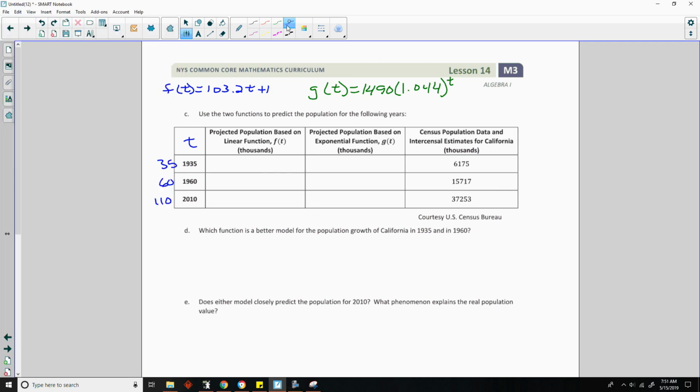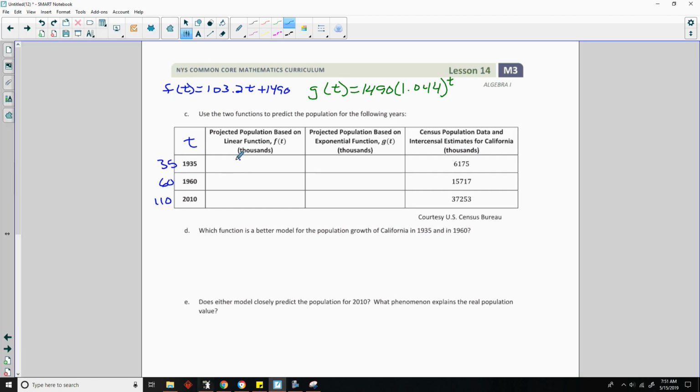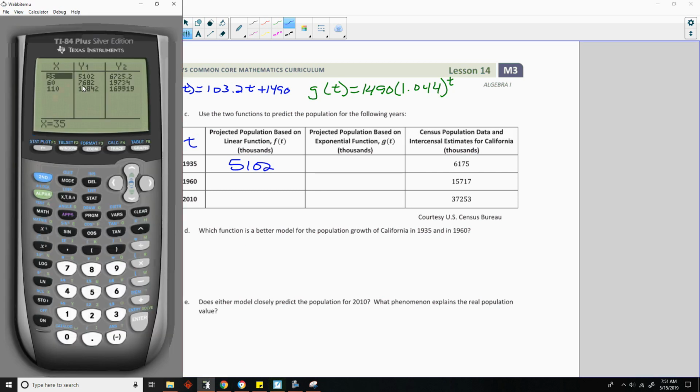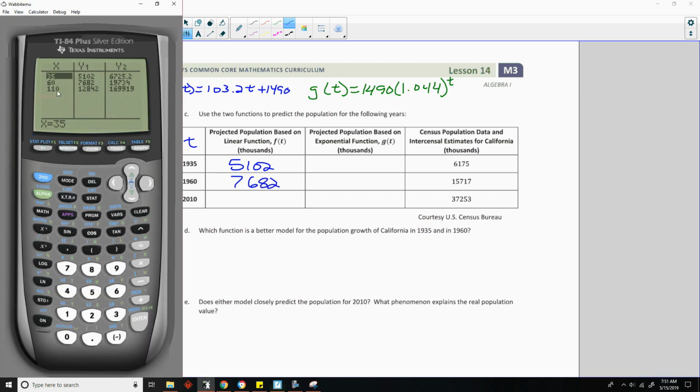Okay, I made a mistake here. It's not plus 1, it's plus 1490. So did I do that in my calculator? Y equals, yes, 1490 second graph. My apologies. Okay, so 35 years, population is 5,102. After 60 years, 7682. And after 110 years, 12,842.